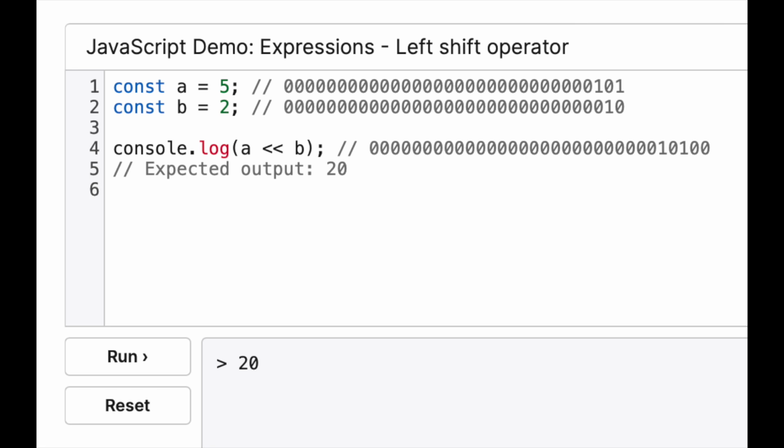We're manipulating bits, right? Zeros and ones. It's less common to use these operators, but that's why it's not an easy question. It's a medium level question.